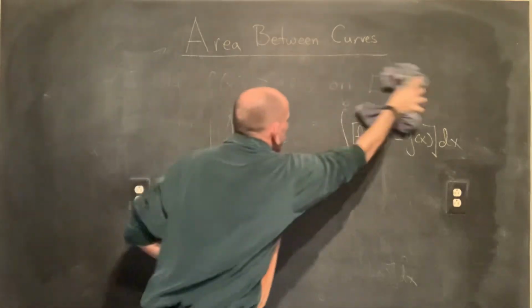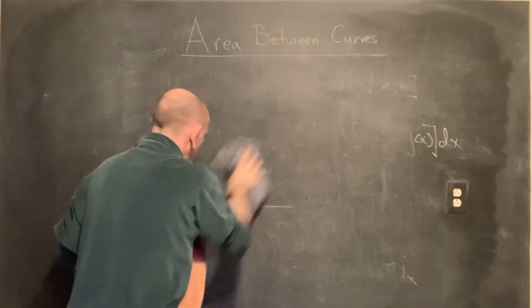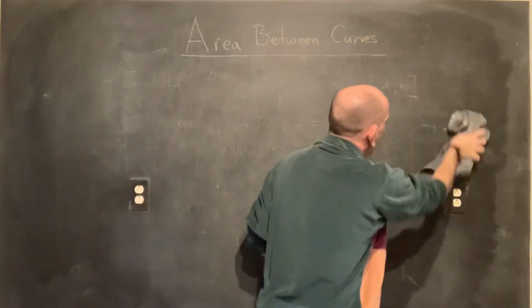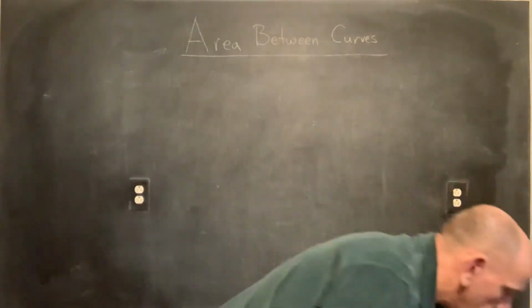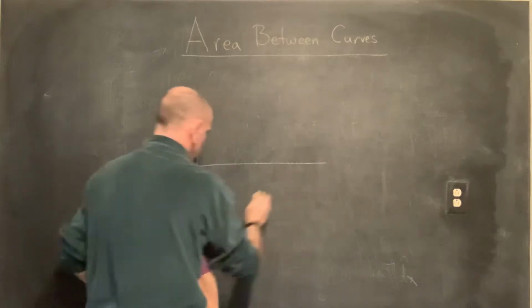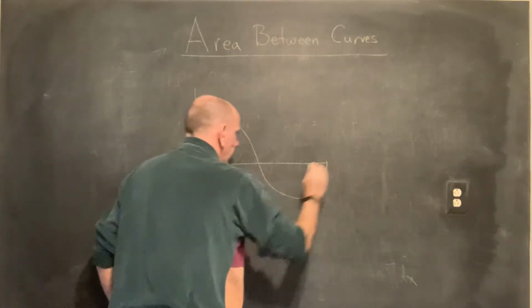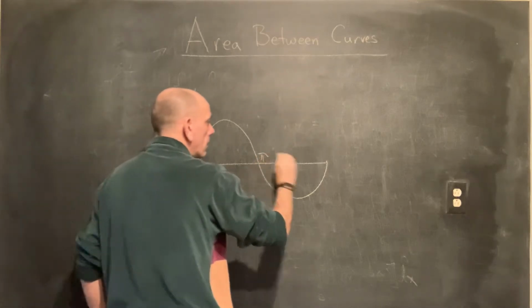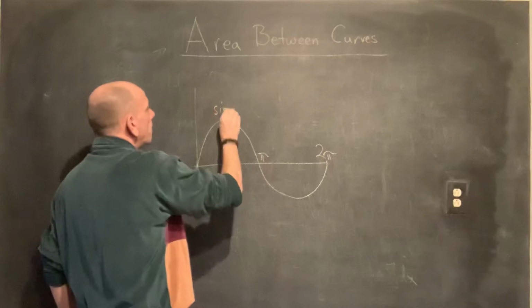The hard work is finding the intersections generally. One bonus of this formula is, when we look at integrals as areas under curves, let's say I was looking at the integral from 0 to 2 pi of sine of x, right?